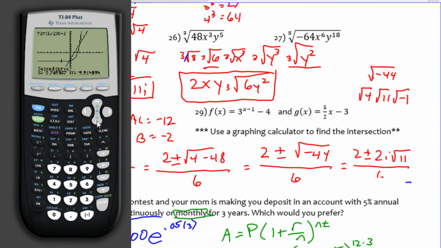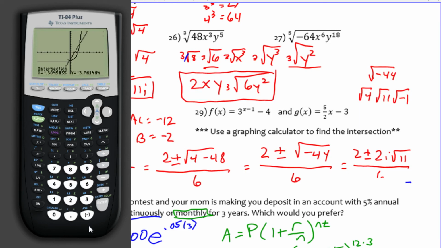And it says, what is the second curve? When I hit the up and down arrows, it's switching between the functions. I'm going to move over so you can see my cursor. You can see right now my cursor is moving up the line, which means I'm on the line. So I'm going to hit enter there. And it says, do you want to guess? I'm going to say no, I don't want to guess.